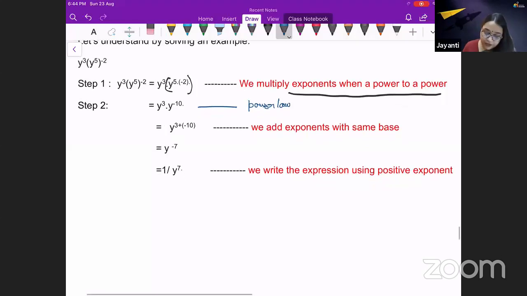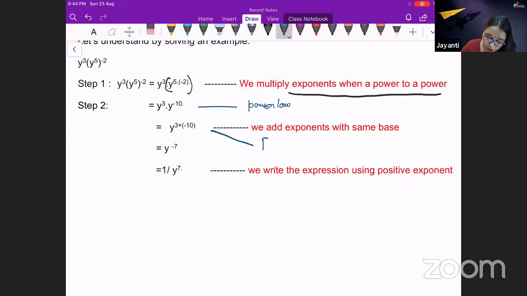The next step, what we are doing now, we are adding the powers. What law did we apply here? We added the exponents when the bases are the same. What law did we apply? Which law did we apply?